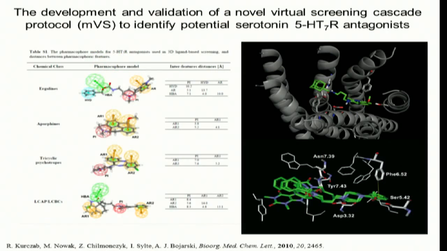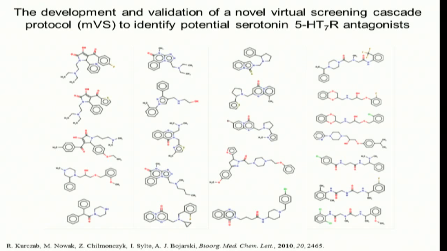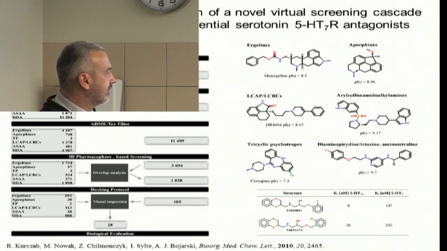These are pharmacophore models prepared for different groups of compounds: ergolines, apomorphines, tricyclic psychotropics, or long chain compounds. Here are some snapshots from the docking study. And here are the structures of the set of 28 compounds. They look more or less pretty similar. Two of them we found active in our activity assays. This is medium activity, like 200 nanomolar, which is not bad as a starting point. These compounds are depicted here.